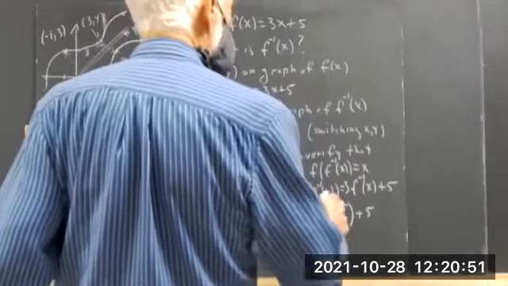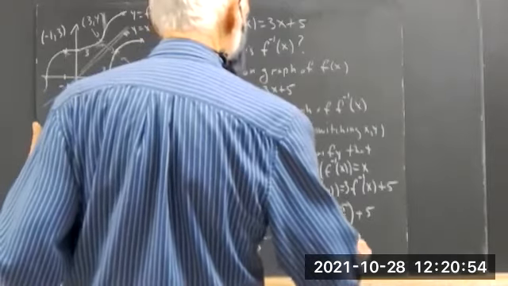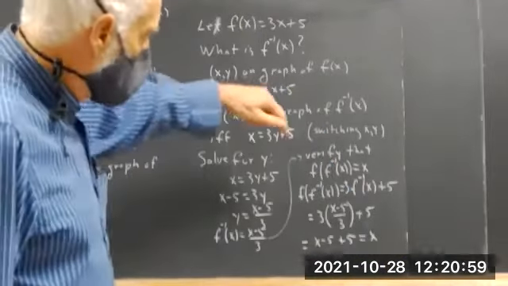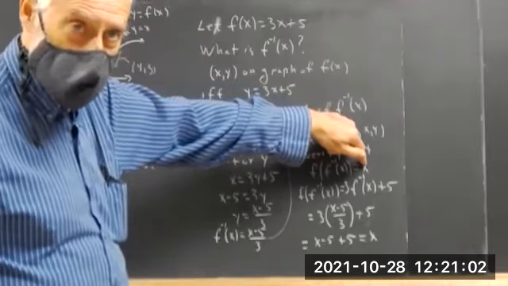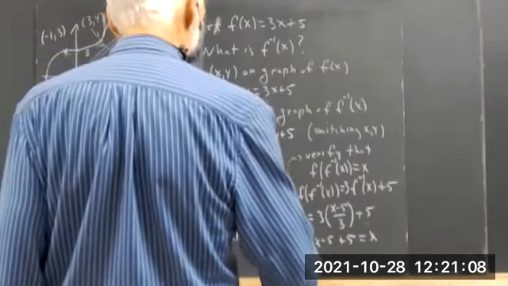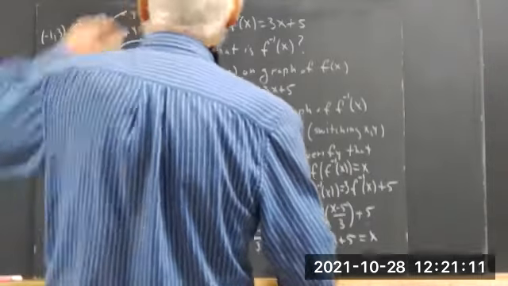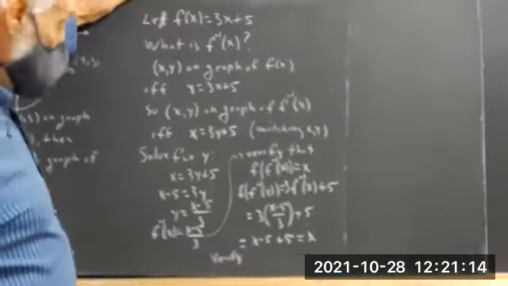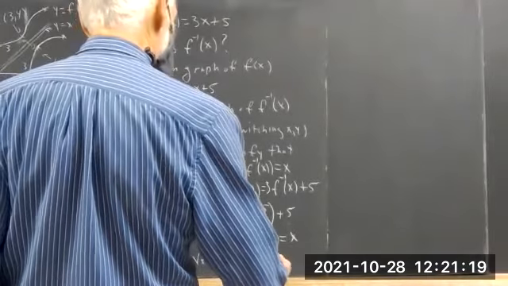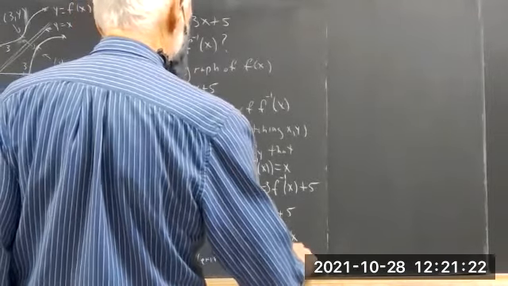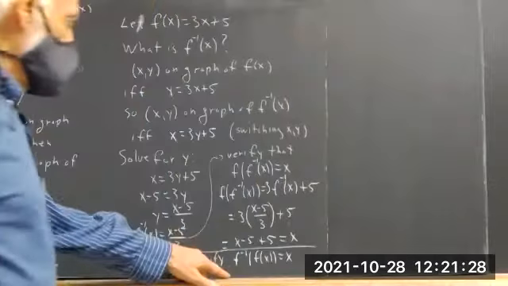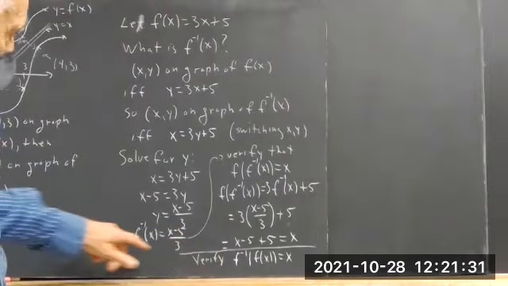When we multiply 3 by X minus 5 over 3, we get X minus 5, and then plus 5, and that just equals X. So we verified that F of F inverse of X equals X. Now, you want to verify, we don't have room to do it here. Verify that F inverse of F of X equals X. That completes your verification. You actually have the inverse function.